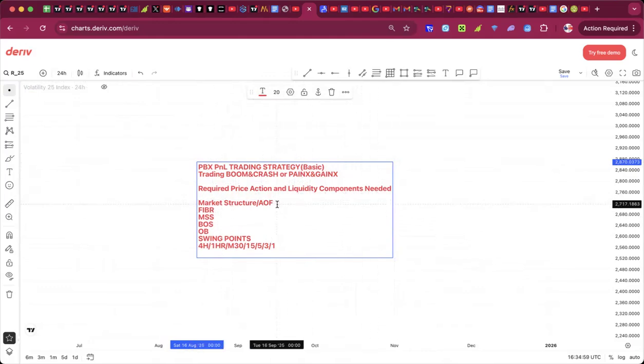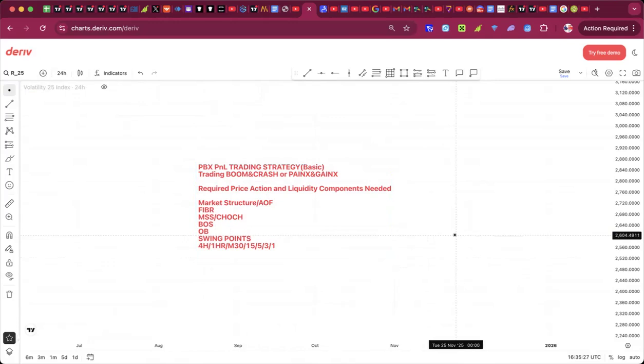Market structure, AOF, Fibonacci retracement, market structure shift or change of character, slash CHoCH, break of structure, order block, swing point, then 4 hour, 1 hour, 30 minute, 15 minute, 5 minute, 3 minute, 1 minute time frames. So copy this, screenshot it, and let's work.